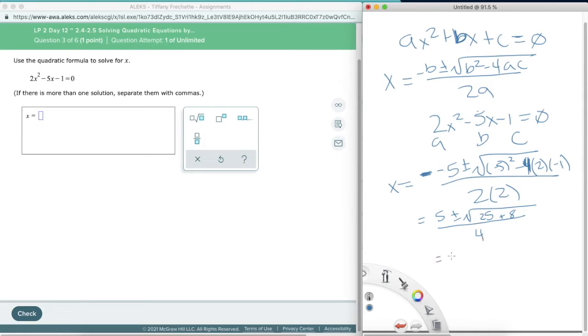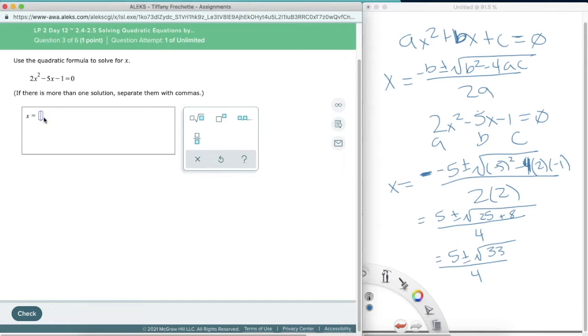And then 5 plus or minus the square root of 25 plus 8, which is 33. So that's definitely not going to be a square there, over 4. So there's really nothing I can reduce here. 5 and 4 don't reduce into each other. 33 doesn't have any squares that I can pull out of there. So I just need to type this in. Remember, this is two answers. I have 5 plus the square root of 33, and I should have put this into a fraction, so I'm going to highlight the whole thing, click fraction over 4, and then I'm going to hit comma and do the same thing.